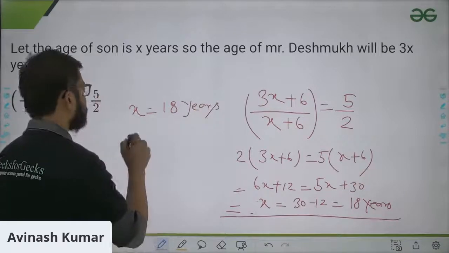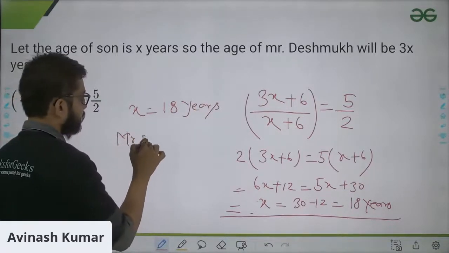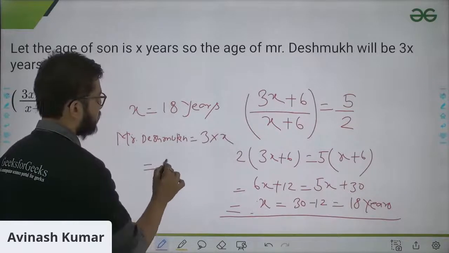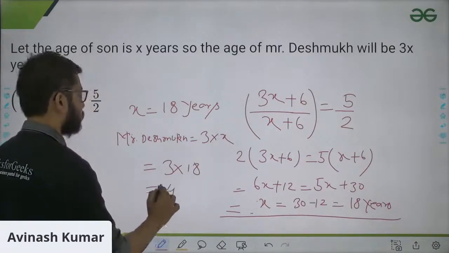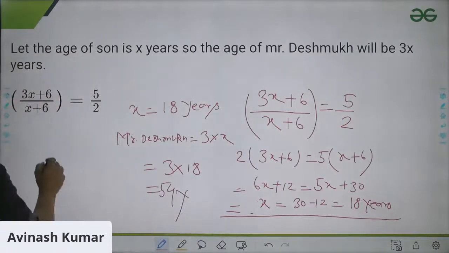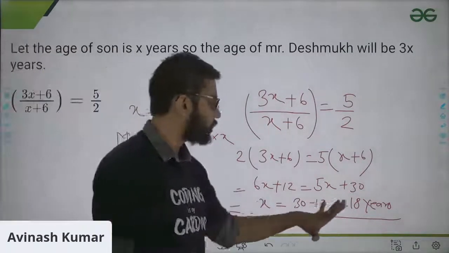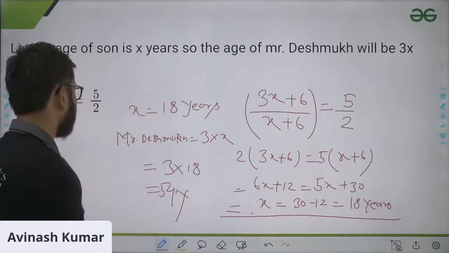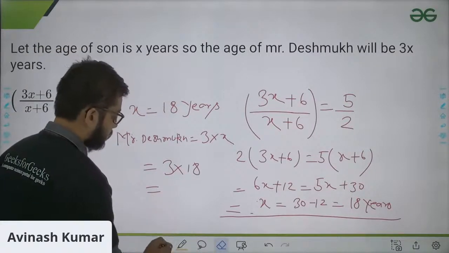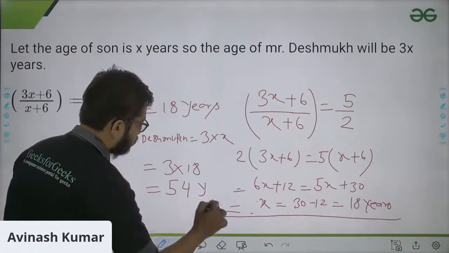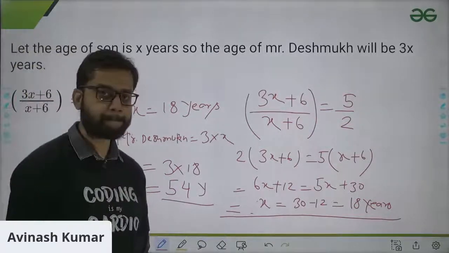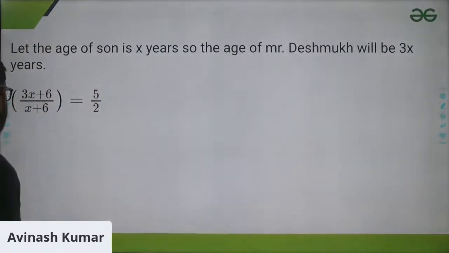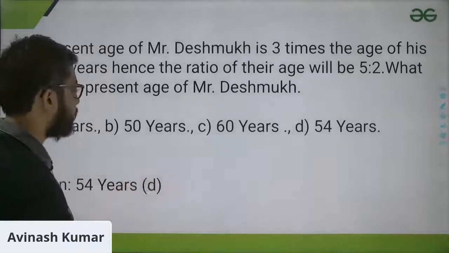As per the question, the father's age, Mr. Deshmukh's age, is 3 times his son's age. It means 3 into 18 is equal to 54 years. So Deshmukh's age will be 54 years. This is how we have calculated: first the son's age, and after that Mr. Deshmukh's age, which is 3 into x, that is 3 into 18, equal to 54 years. Just writing it nicely. 54 years. Any doubt? Okay. Our option is D, 54 years.